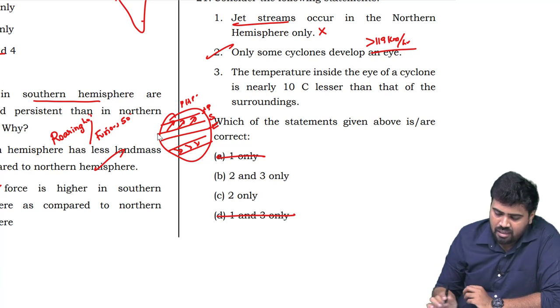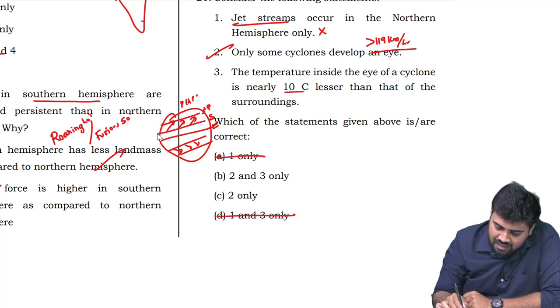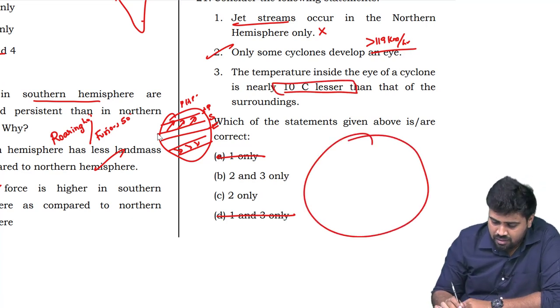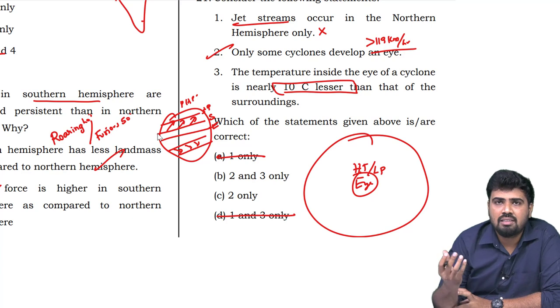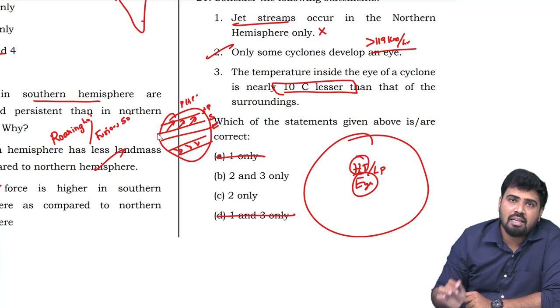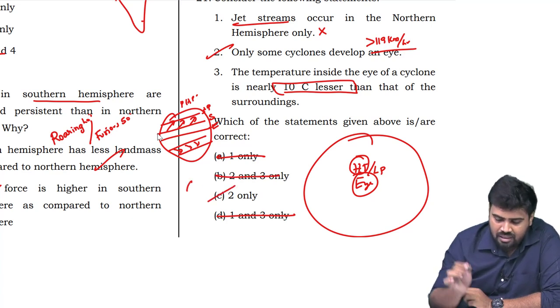So third statement: temperature inside the eye of a cyclone is nearly 10 degrees Celsius lesser than the surrounding. We know that, consider this as a tropical cyclone, the eye region has high temperature and low pressure. So the eye region is a low pressure system, and it has comparatively higher temperature than the surrounding region. So the third option is definitely wrong. So the option is C.